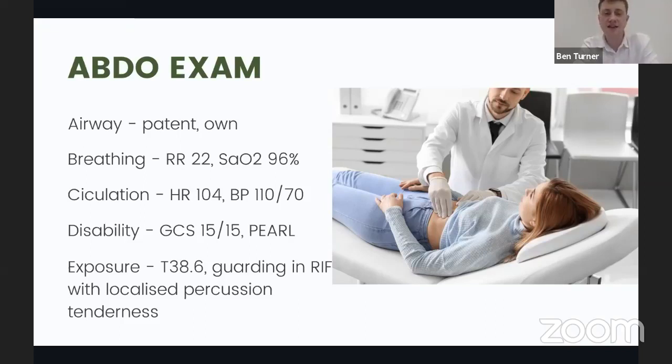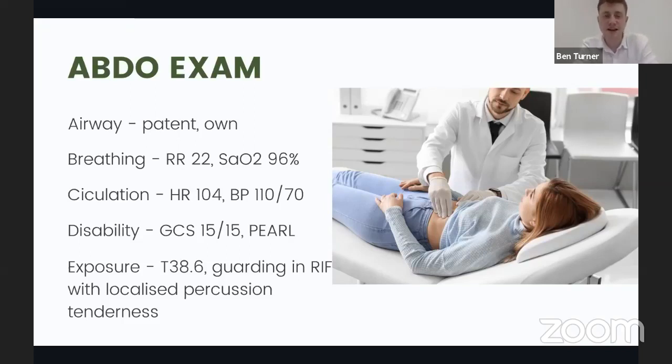His breathing is okay, but he's breathing a little bit quickly. He's got a resp rate of 22. His oxygen sats are absolutely fine on air, and he's got good air entry bilaterally. On his circulation, his heart rate's 104, so he's a little bit tachycardic. His blood pressure is 110/70. His cap refill's a bit equivocal at 3 seconds. And he doesn't have a catheter at the moment, so you don't have any urine output.